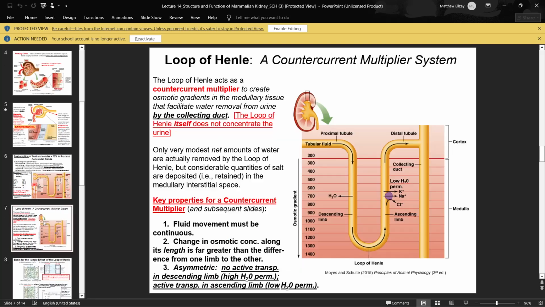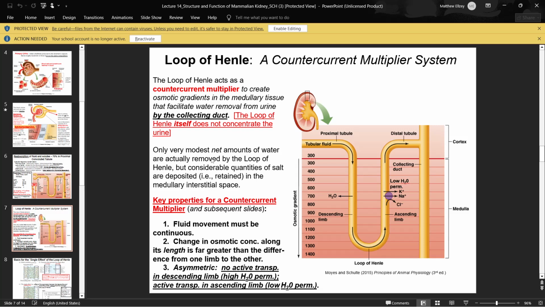So the loop of Henle. This is when we're going to get into the idea of a countercurrent multiplier system. The loop of Henle acts as a countercurrent multiplier to create an osmotic gradient in the medullary tissue to facilitate water removal from urine by the collecting duct. So the loop of Henle itself does not concentrate the urine. Only a very modest amount of water is actually removed in the loop of Henle, but considerable quantities of salt are deposited in the medullary interstitial space.